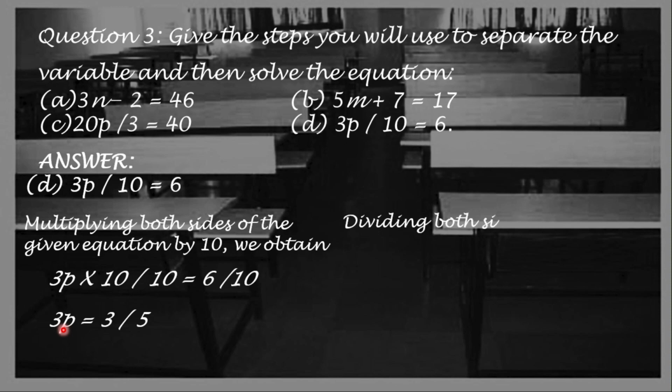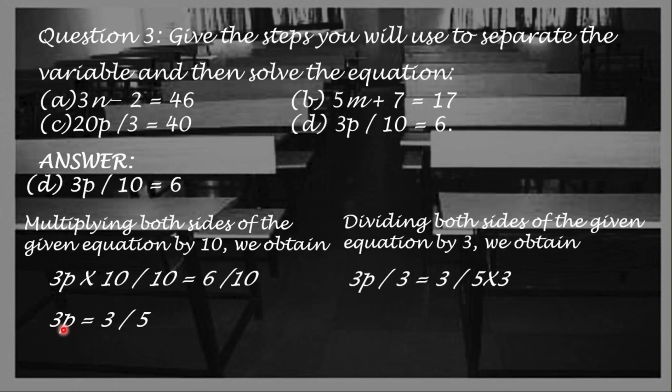In next case you will divide 3 both sides. So you will get here 3 upon 15, or 1 upon 5 when you reduce 3 upon 15. Okay, so you will get 1 upon 5.